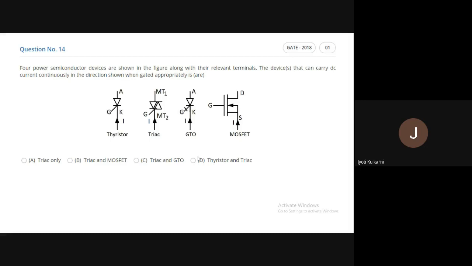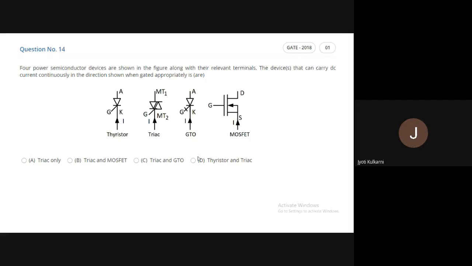Yes, Rajesh, which answer? Triac only. Okay, triac only. Good attempt. 50% correct answer. Triac only. 50%, one more device is there. Now I have given the 50%. Is anyone other can try? I said 50% correct. It means you have another 3 options because in all other 3 options, triac is there.